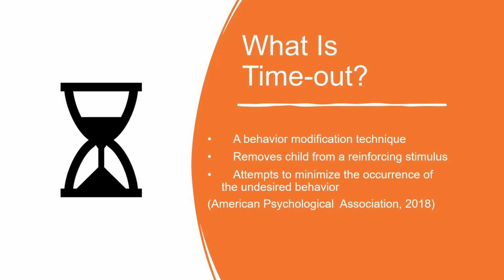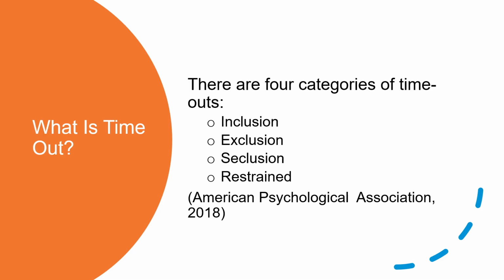What is timeout? It is a behavior modification technique. It removes the child from a reinforcing stimulus. It attempts to minimize the occurrence of the undesired behavior. There are four categories of timeouts: inclusion, exclusion, seclusion, and restrained.